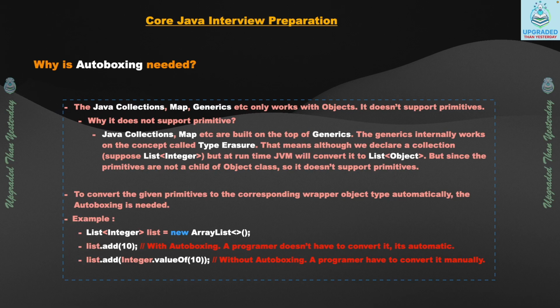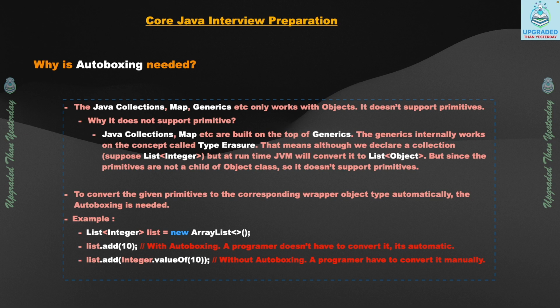In Java, the collections, maps, generics, etc. only work with objects. It does not support primitives. Let's understand why it does not support primitives. In Java, the collections, maps, etc. are built on top of generics.